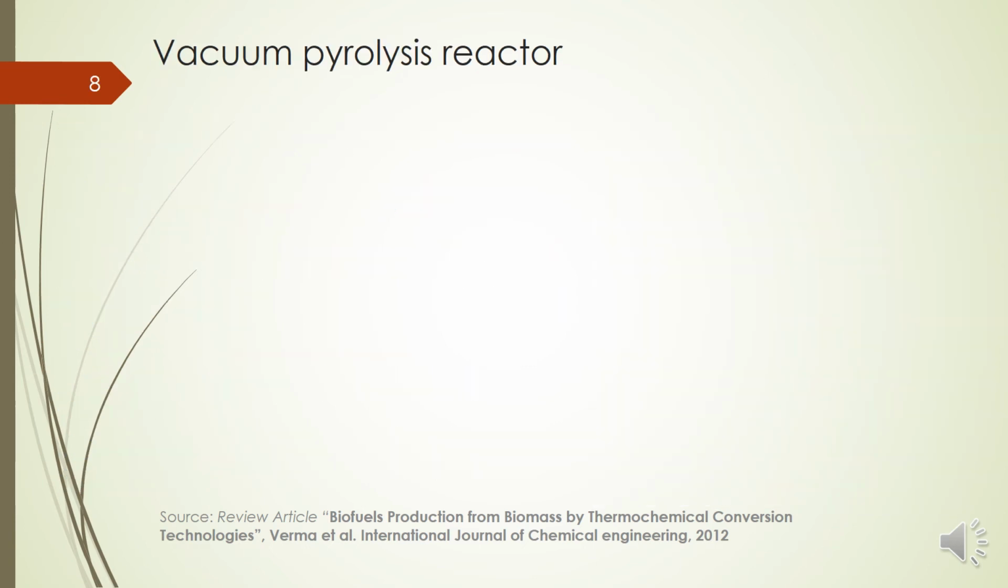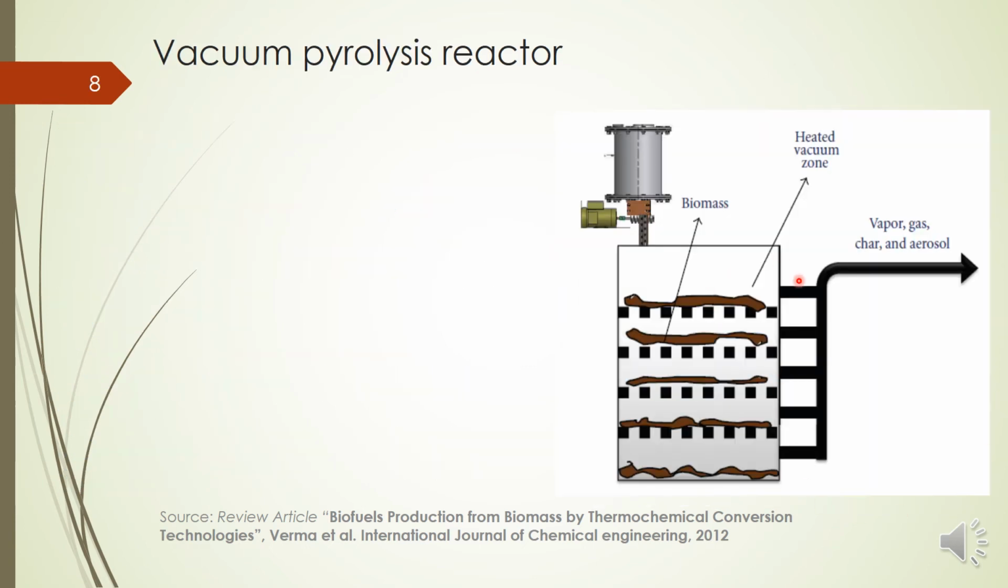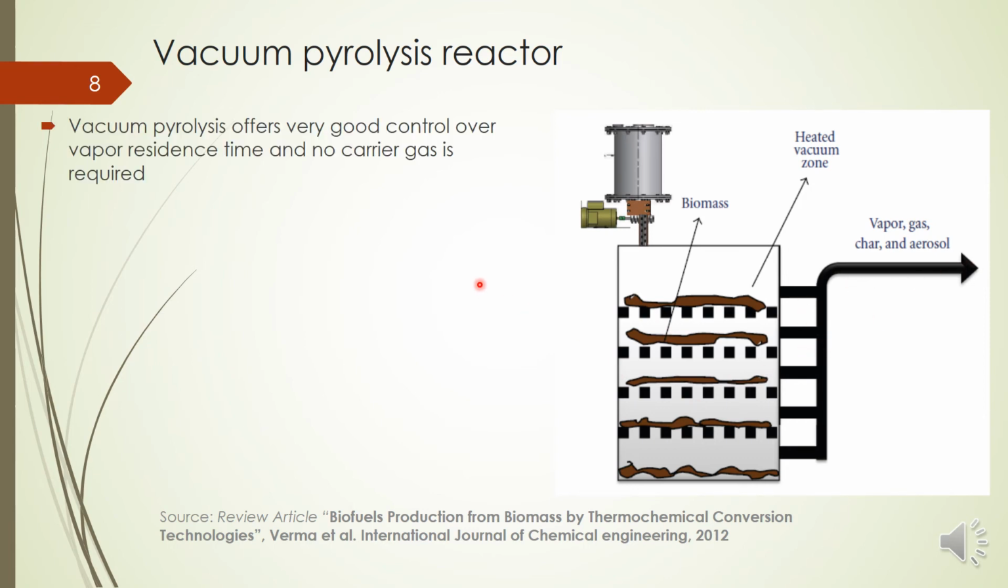Another one is the vacuum pyrolysis reactor. Here we create a heated vacuum and biomass is supplied, and we will obtain the products. The advantage of vacuum pyrolysis is that here also we are not using any carrier gas; inert gas is not required, just like the previous system, and we get good control over vapor residence time, and we can use very large size biomass also. So in this vacuum reactor, one advantage is we can use very large sized biomass, not like the fluidized bed reactors.